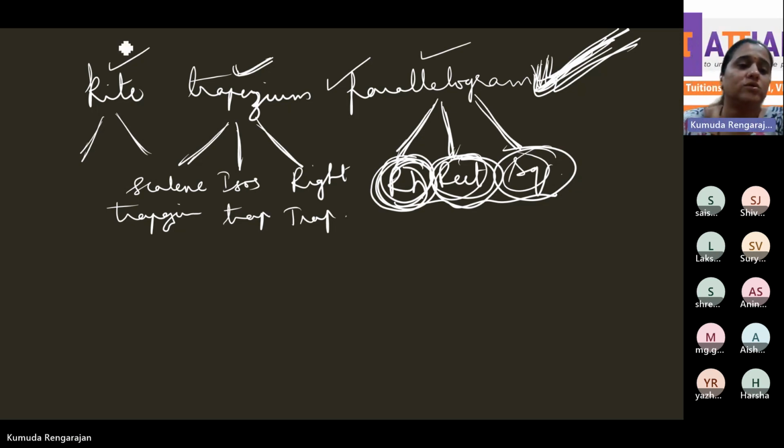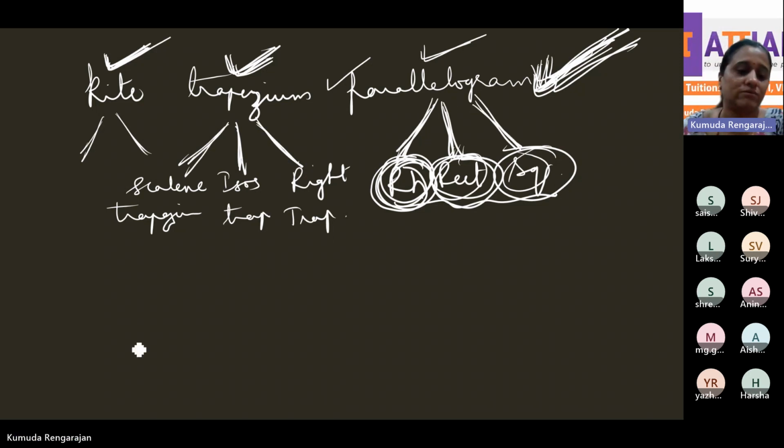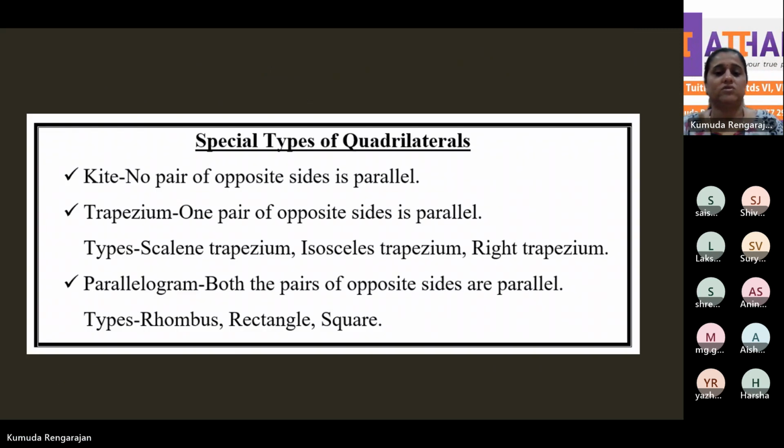Okay. So no pair of opposite sides parallel, kite. One pair of opposite sides parallel, trapezium. Both pairs of opposite sides parallel, parallelogram. Types of trapezium: scalene, isosceles, right. Types of parallelograms: rhombus, rectangle, square. That's what you see in this slide, children.